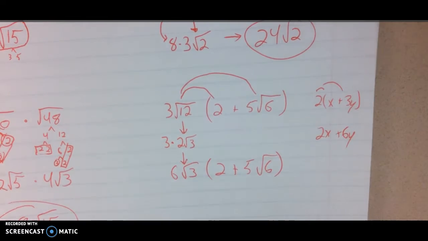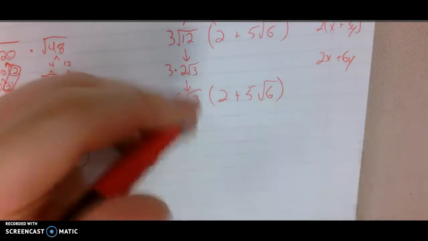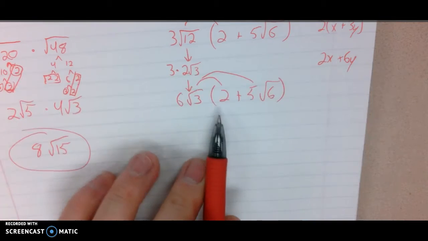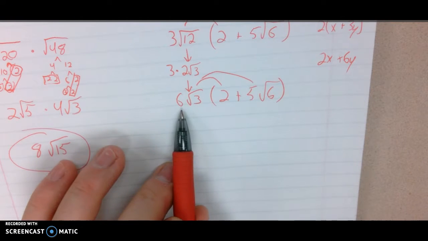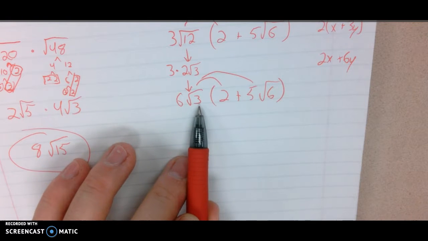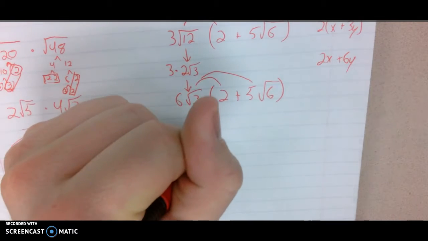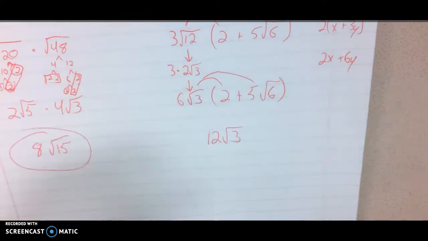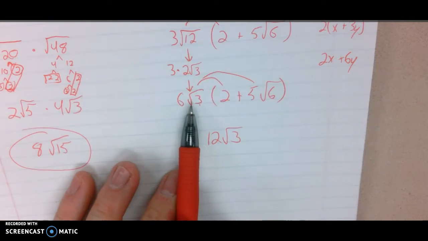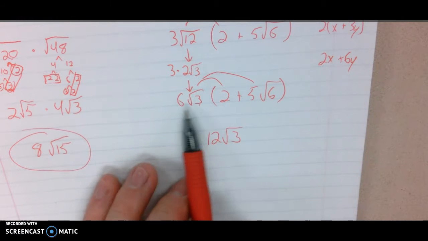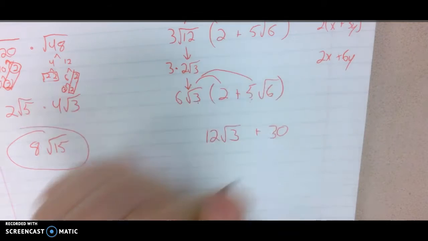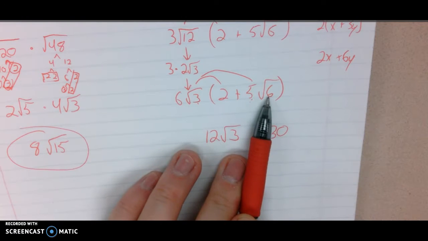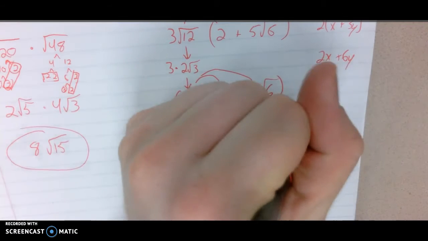Now as we go through and do this, I have 6 rad 3 times 2. Well, 2 is a plain old number, not a number underneath a radical, so that's going to interact with the 6 and not affect the 3 at all. So that's going to become 12 rad 3. And then if I take 6 rad 3 and distribute that onto a 5 rad 6, the 6 and the 5 will multiply together, and that's going to give me a 30. The rad 3 and the rad 6 are going to multiply to be rad 18.